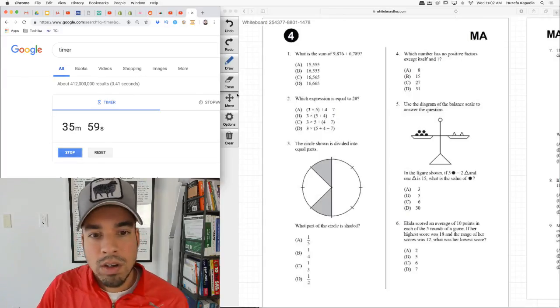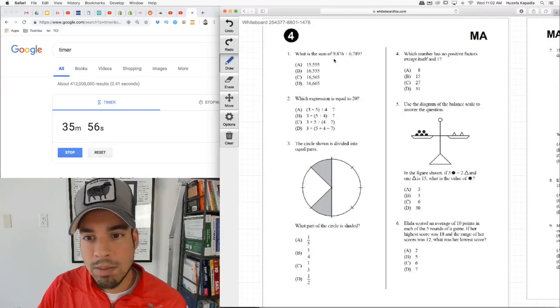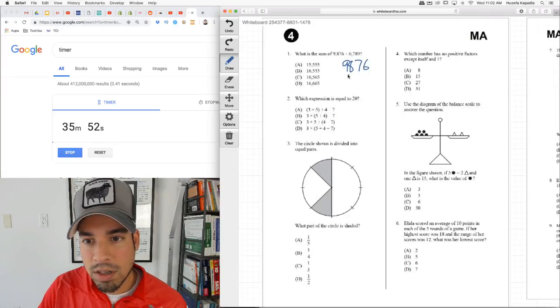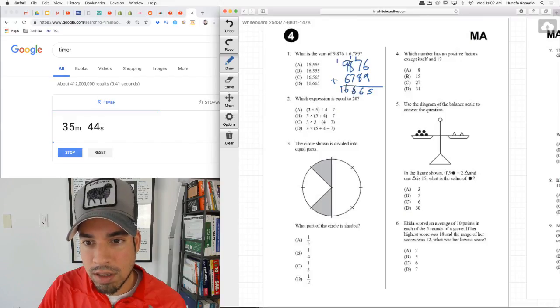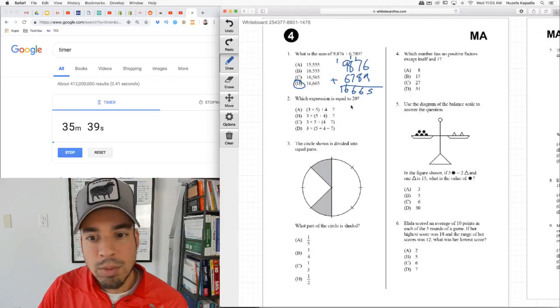Okay. All right, first, what is the sum of 9,876 and 6,789? Straight up addition problem. 5, 15, 16, 15, 16, 6, 6, 5. This guy, D. Boom. Number 2, which expression is equal to 20?